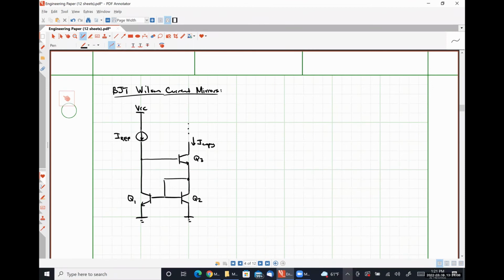Okay, we got some interesting stuff going on that we can't talk about too much because we don't really know a lot about negative feedback amplifiers yet, but that's coming in the third portion of this class.